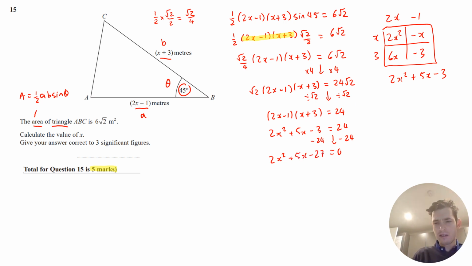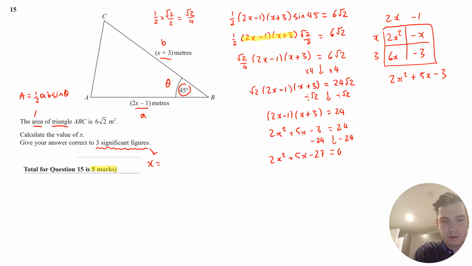Now, it looks like I could factorize this, but I actually don't think that I can. And the reason why is because the answer says give it to 3 significant figures. So I know I can't factorize. So what other way do I know to solve a quadratic equation? Well, I know the quadratic formula. So I'm going to use the quadratic formula. Let's just write down what it is.